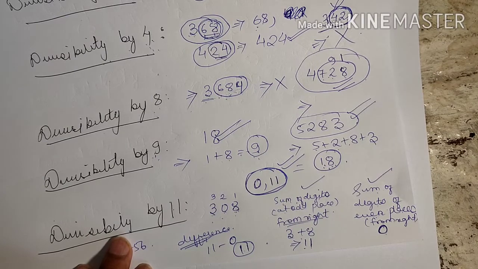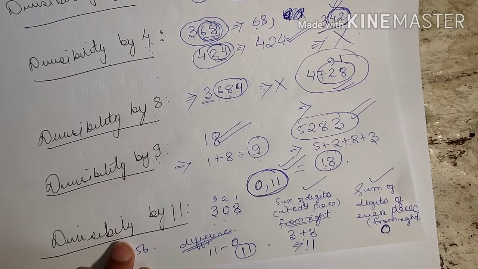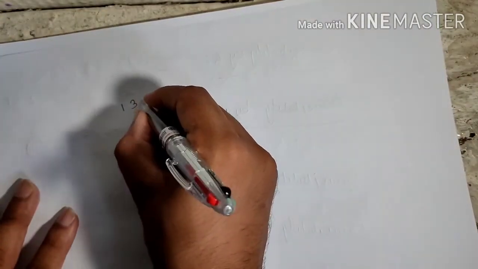If your answer is not 0 or 11, suppose your answer is 2, 3 or 5 or whatever, then you will say that the number is not divisible by 11. Okay, I'll give you one more example. Let's take the number 1332.